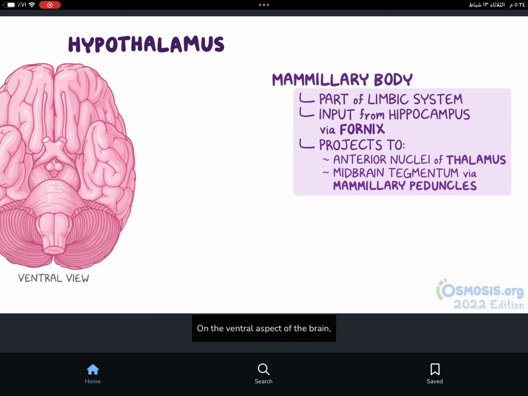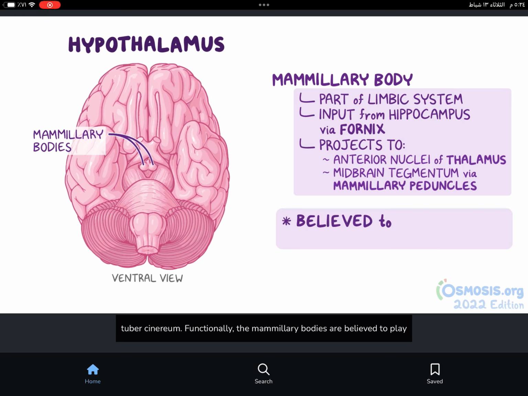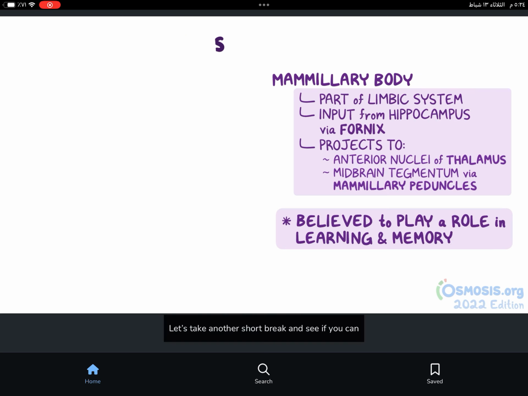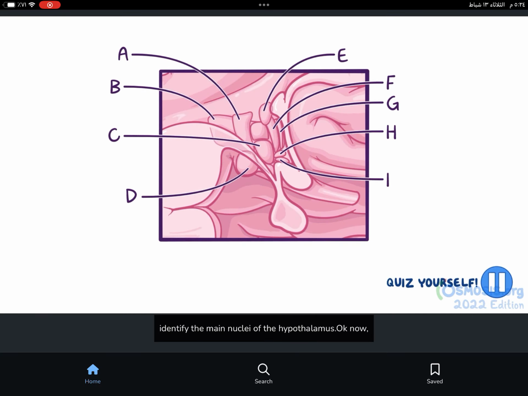On the ventral aspect of the brain, the mammillary bodies can be seen anterior to the posterior perforated substance, between the cerebral peduncles, and posterior to the tuber cinereum. Functionally, the mammillary bodies are believed to play a role in learning and memory. Let's take another short break and see if you can identify the main nuclei of the hypothalamus.